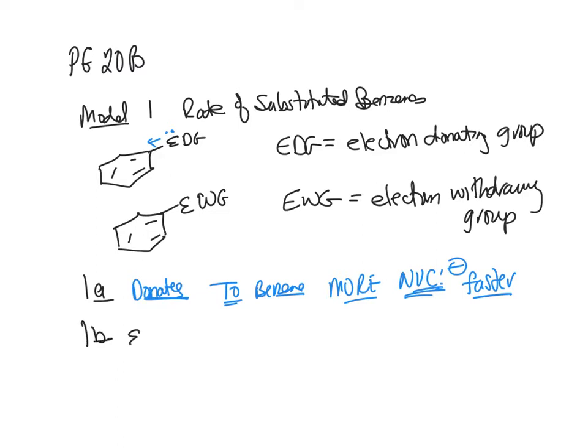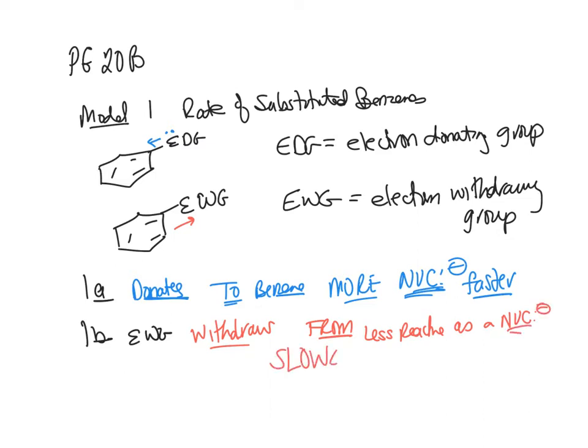1B. An electron withdrawing group will withdraw electrons from benzene. Draw an arrow showing. So there you go. It's pulling the electrons away. The electron withdrawing group makes the aromatic ring less reactive as a nucleophile. Okay, so this one's going to be slower than benzene. So benzene's kind of the standard, and then you compare the rate.